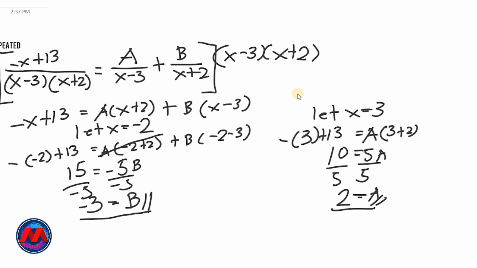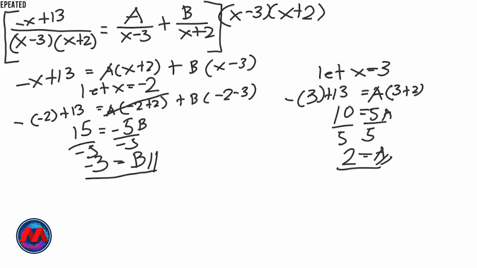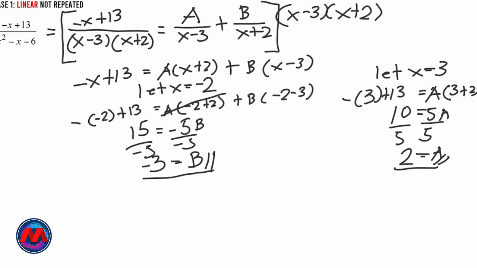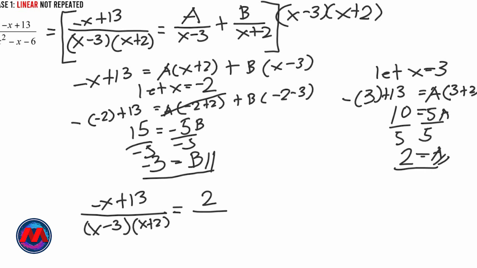Tan-tananan! So, we have the values of a and b. So, since nahanap natin yung ABCs, we can now rewrite kung ano yung final answer natin. So, to rewrite the final answer, kokopihin lang natin yung original equation. That would be equal to negative x plus 13 over x minus 3 times the quantity x plus 2, is equals to, now we will substitute now the value of a, which is 2 over x minus 3, plus yung value ng b natin na negative 3 over x plus 2.